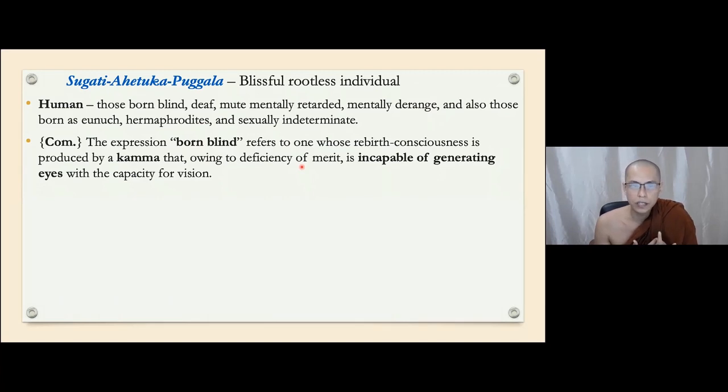But he was born as a rootless individual. Due to the difficulty of the merit, it is incapable of generating eye or ears. So blind born or deaf born, born blind or born deaf, etc. And that type of individual is called the Sukhati Ahetuka Puggala, just to know and not to discriminate against anyone.